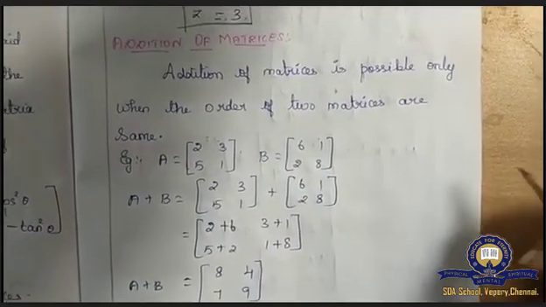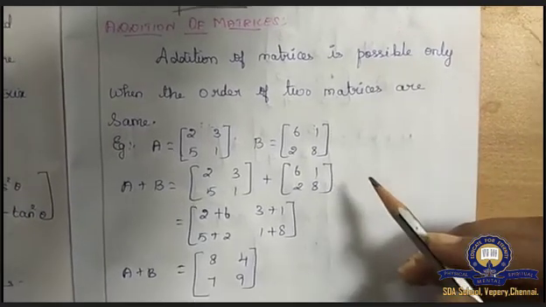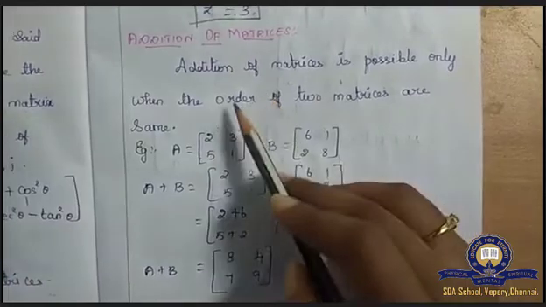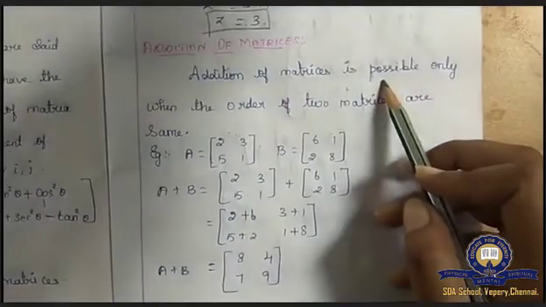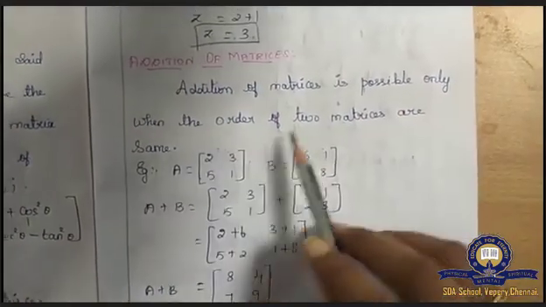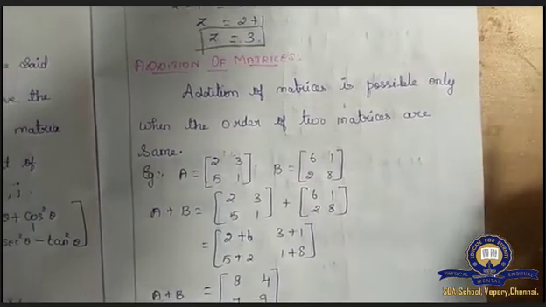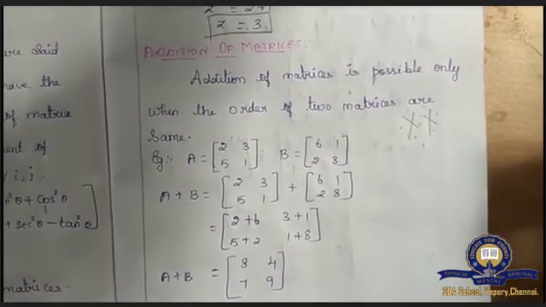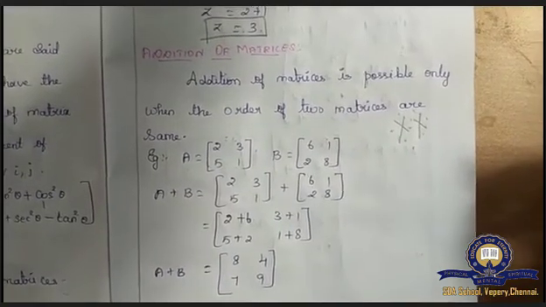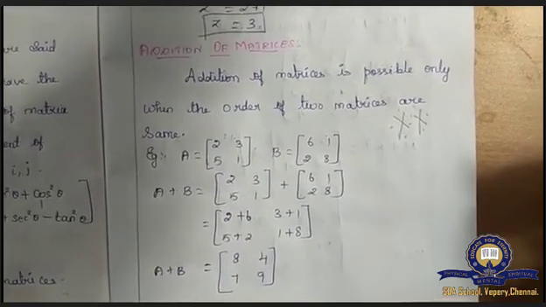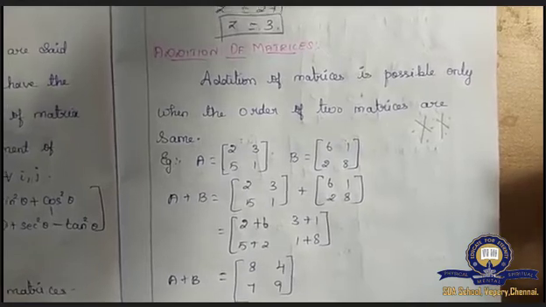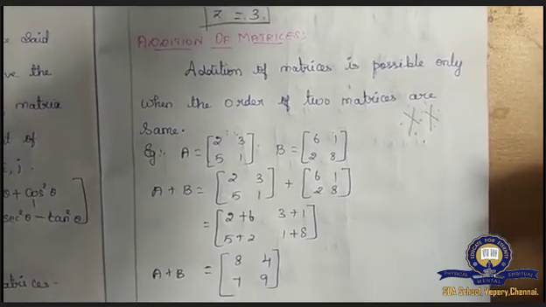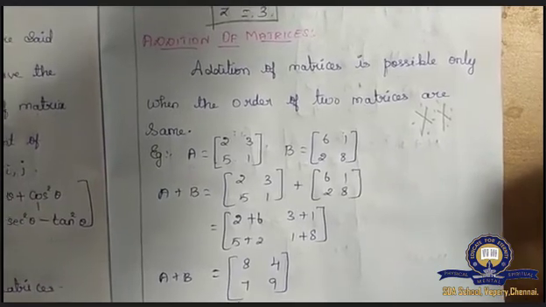Now we are going to see how to add any two matrices. That is called the addition of matrices. Addition of matrices is only possible when the order of the two matrices is the same. Here you have to concentrate more. Addition of matrices is possible only when the order of the two matrices is the same. Then only can we add the matrices. If the order is not the same, the addition of such matrices is not possible.